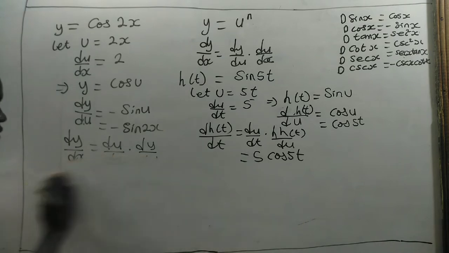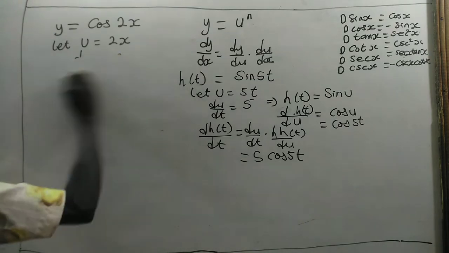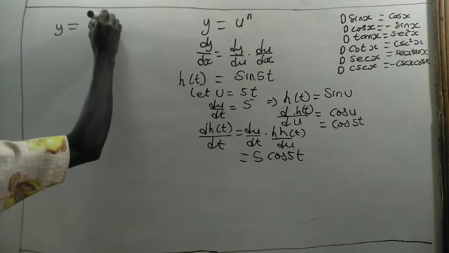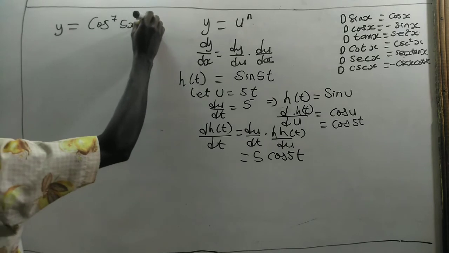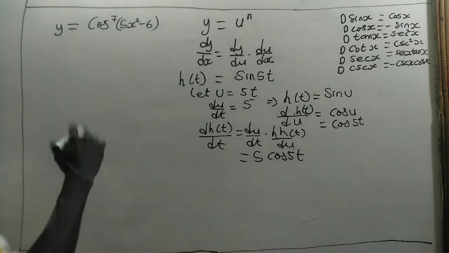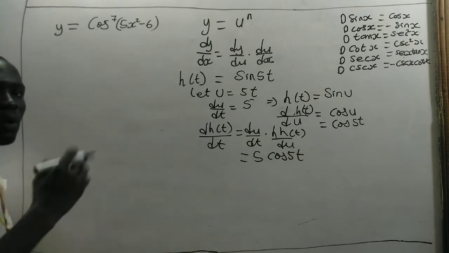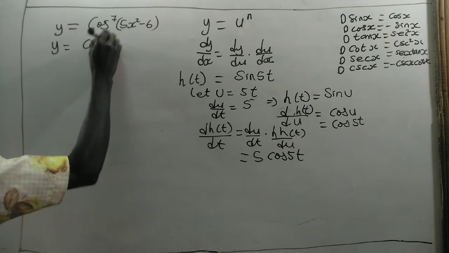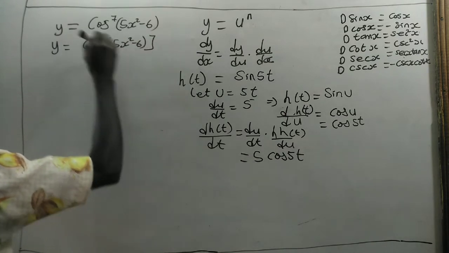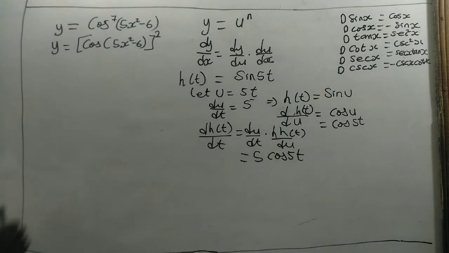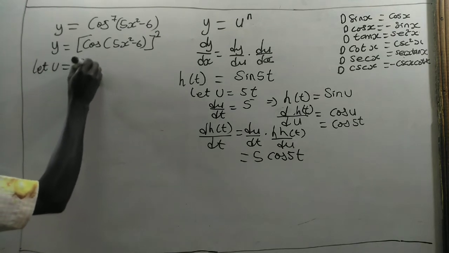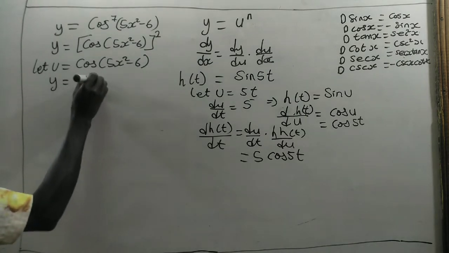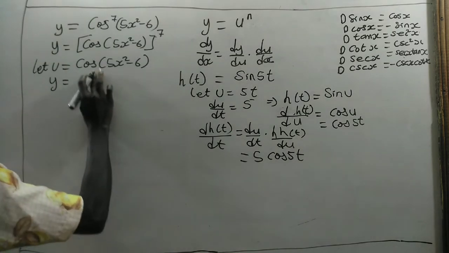Now, let us consider y equal to cosine to the power 7 of 5x squared minus 6. That is, we are considering powers of trigonometric functions. So here, we are going to have y equal to cosine of 5x squared minus 6, all to the power 7. Very simple as that. And here we are going to let u be equal to the inner function, that is cosine of 5x squared minus 6, and that we have y is equal to u to the power 7.